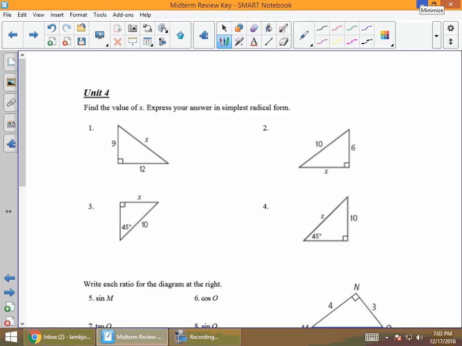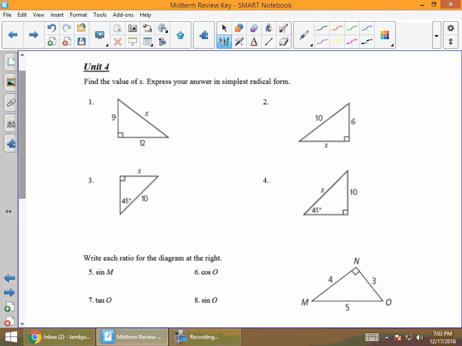All right, guys, there is Unit 4. Unit 4 was dealing with SOHCAHTOA and the Pythagorean theorem, a squared plus b squared equals c squared. If you are doing any SOHCAHTOA problems, please make sure your calculator is in degree mode. Degree, not radian. Make sure you are in degree mode.